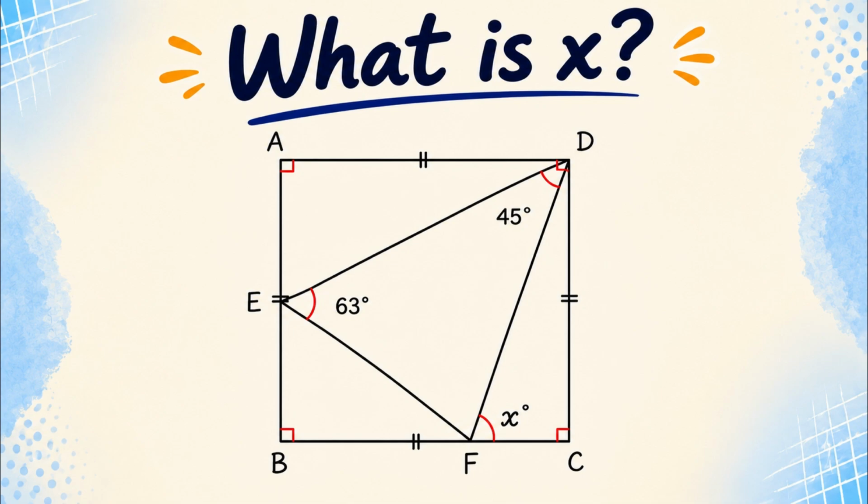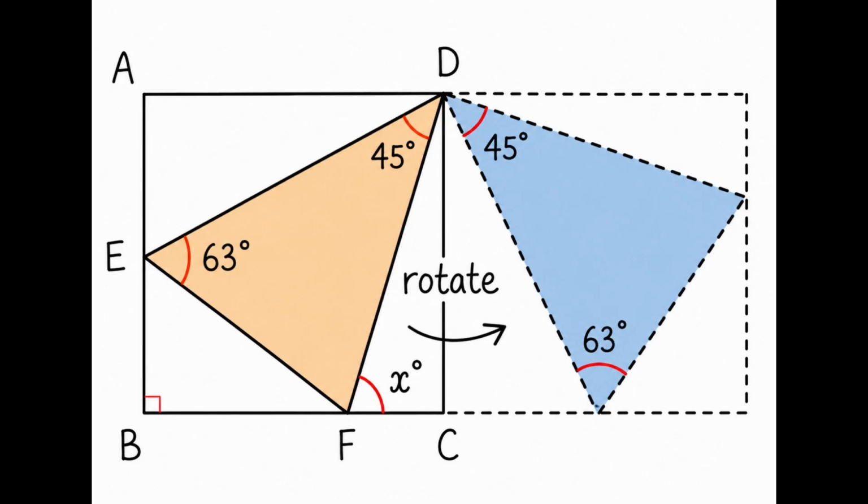In this problem, we are asked to find the value of angle x. First, observe that ABCD is a square. We are given triangle EDF with angles 63 degrees and 45 degrees.